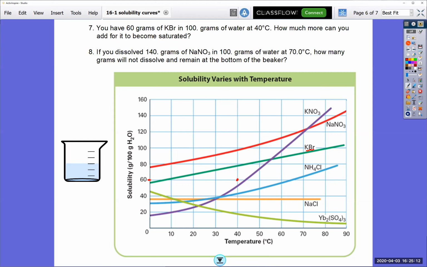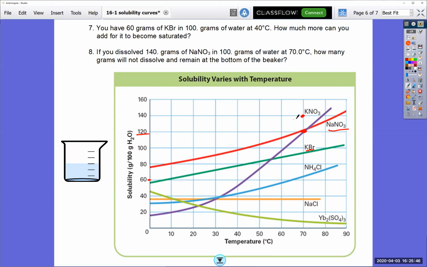Okay, question number 8. I want to dissolve 140 grams of sodium nitrate in 100 grams of water. So I'm looking at NaNO3. If I dissolve 140 at 70 degrees Celsius, so I'm right here. So I'm actually above the line. I'm looking at the red line for sodium nitrate. I'm above the line. And so my saturation point is 70 grams. Sorry, 120 grams. Sorry, 120. So I could dissolve 120 at 70 degrees Celsius, but I put in 140.